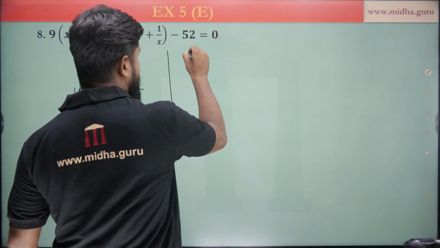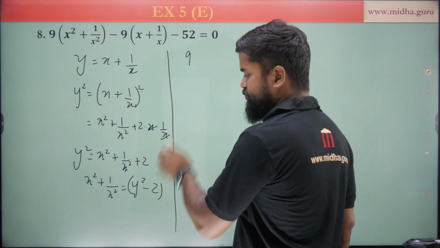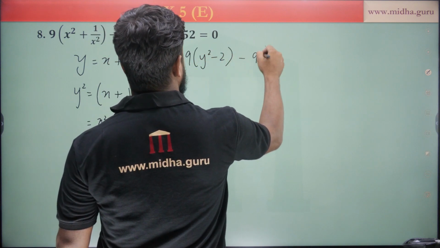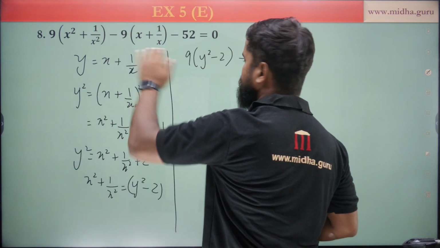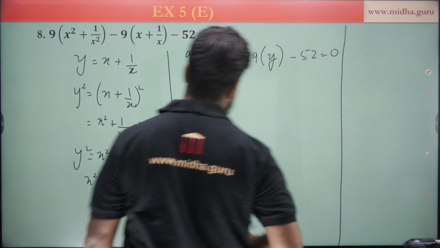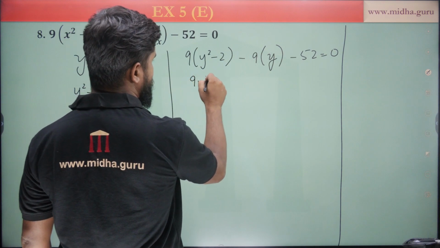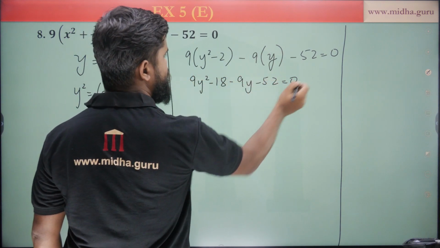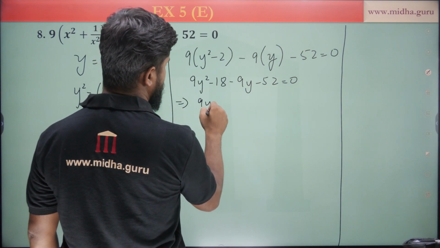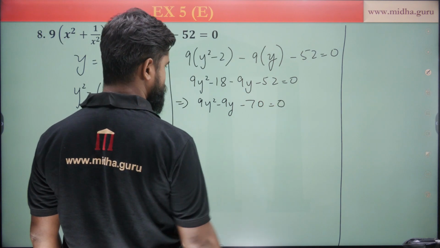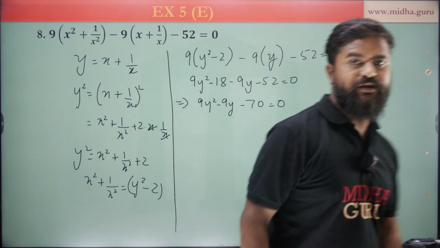equation. So we have 9 into x squared plus 1 by x squared being y squared minus 2. We'll write it down as 9 times (y squared minus 2) minus 9 times y, since x plus 1 by x is y, minus 52 will be equal to 0. Now, opening the bracket, we have 9y squared minus 18 minus 9y minus 52 equal to 0. You can write this as 9y squared minus 9y minus 70 equal to 0.